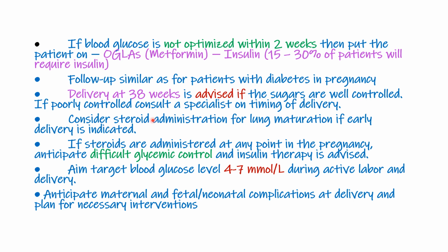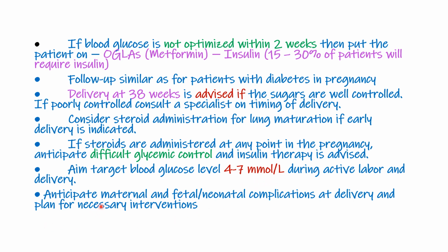Consider steroids if you are to deliver this baby prior to 38 weeks. And in terms of the steroids, kindly remember, in normal physiology, steroids will alter the glucose control. So if steroids are administered at any point in the pregnancy, anticipate difficult glycemic control, and insulin therapy is usually advised. So in terms of the target during delivery and labor, our aim for blood glucose is 4 to 7 millimoles per liter.